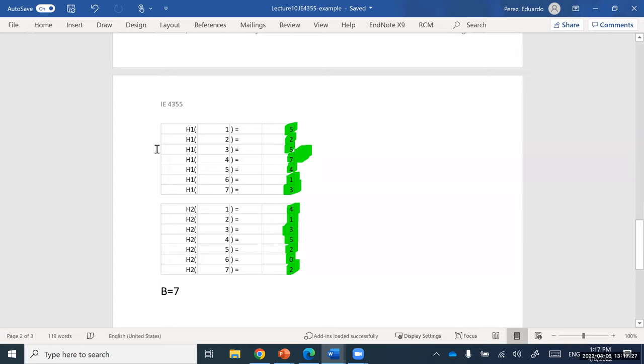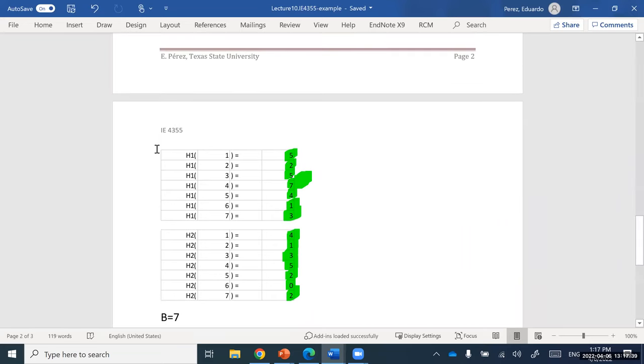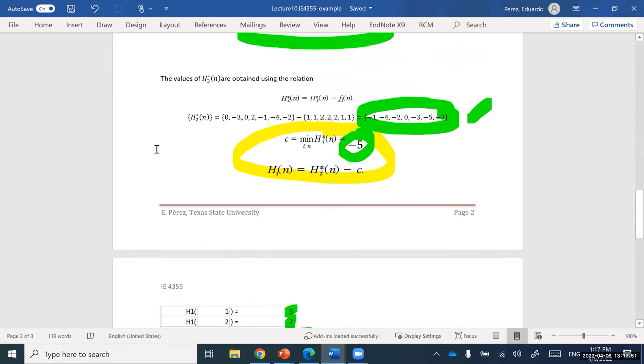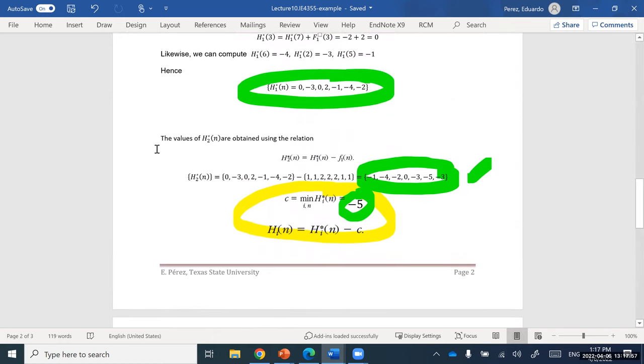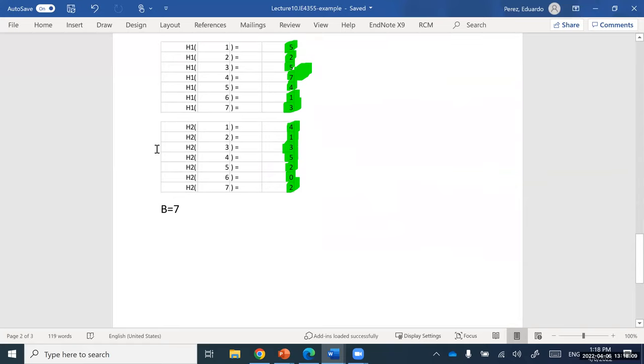Okay, so the next thing for today, any questions? Questions? Yes. I don't know, maybe I got the wrong one. This for H2 star? H1 star? You got it? Anybody else? Okay. Any other question?